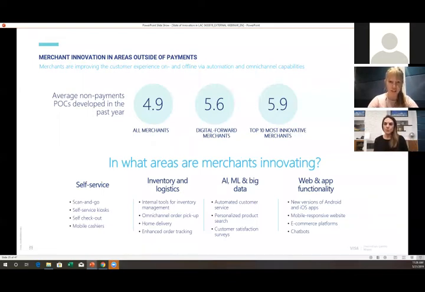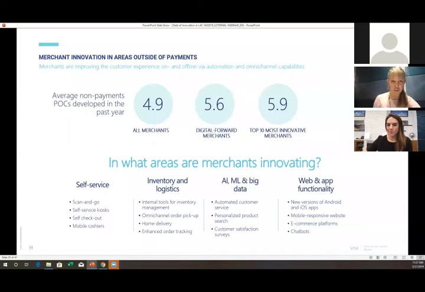Again, we can see these blue bubbles at the top, the differentiation between our sample overall, our digital forward merchants, and our top 10 most innovative. Once again, our most innovative performs slightly better than our digital folks. Once again, this points out that you don't have to be digital necessarily to be innovative. That's a very powerful insight for our folks on the line who are not digital native startups.